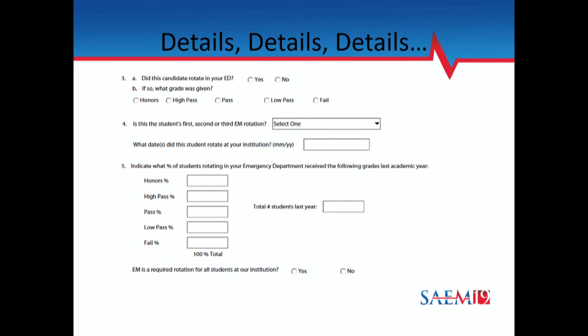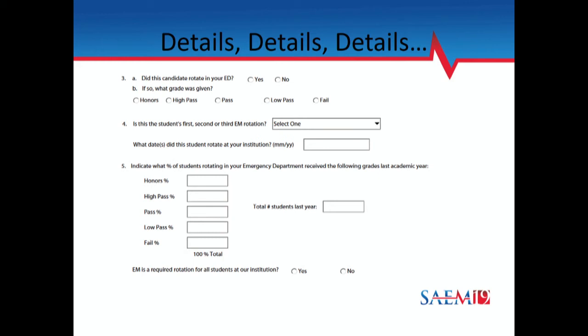As mentioned before, you should be getting better on each EM rotation. So if the first rotation you got a pass, no big deal. Maybe you're just learning the ropes. Second rotation, you got a pass. Third rotation, you got a pass. If honors is available on that rotation and you're not getting better as time goes on, it can be a little bit of a red flag.